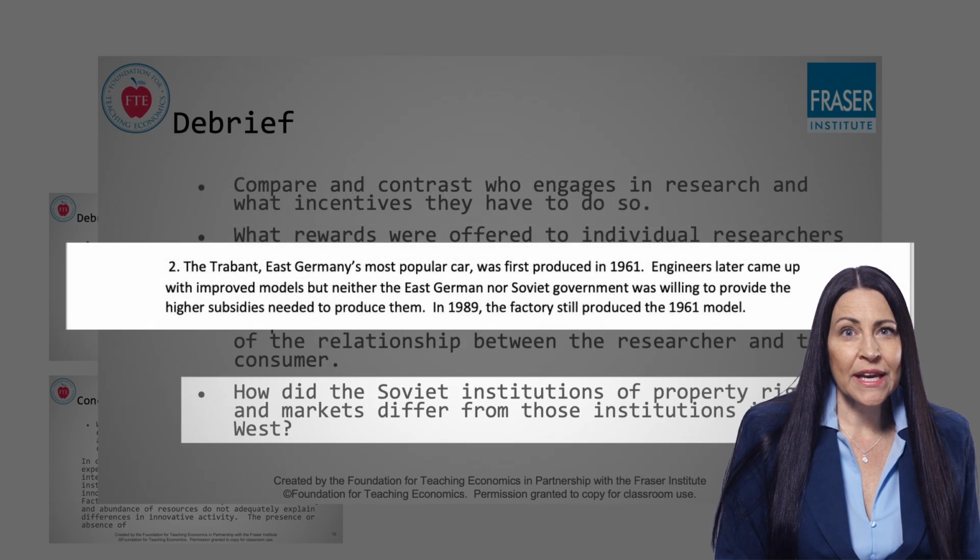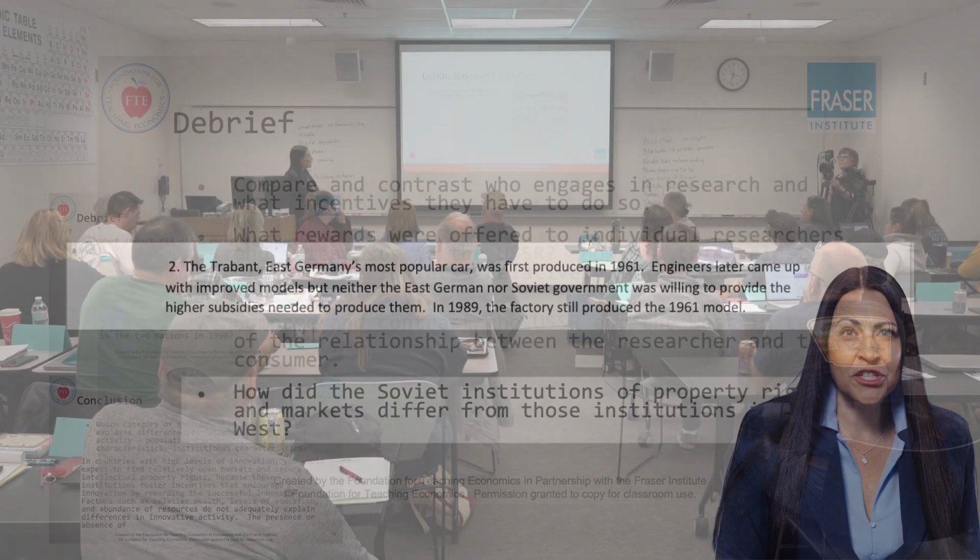Clue 2 illustrates how the Soviet Union claimed to have markets, but it had no market pricing. Prices were set by the government in state stores, so there was no objective way to value an innovation.